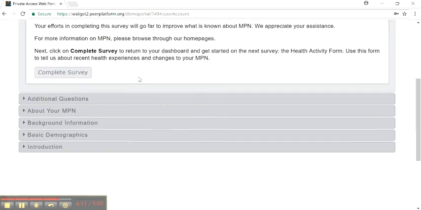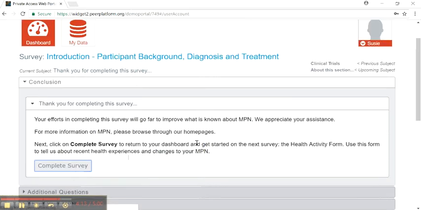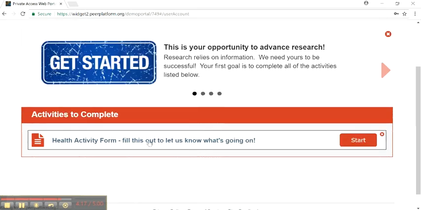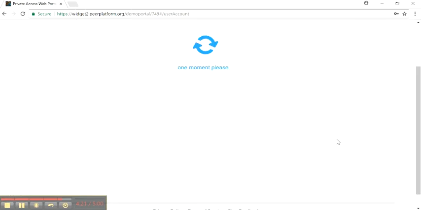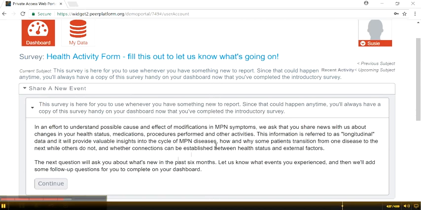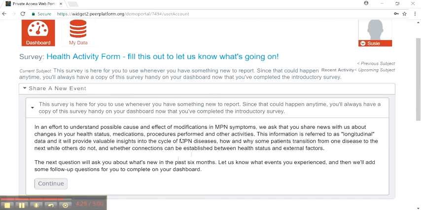And that is the end of the introductory survey, which brings us back to the dashboard. Now on the dashboard, an individual will have an opportunity to fill out the health activity form, which is focused on events that the patients may have experienced in the recent past.